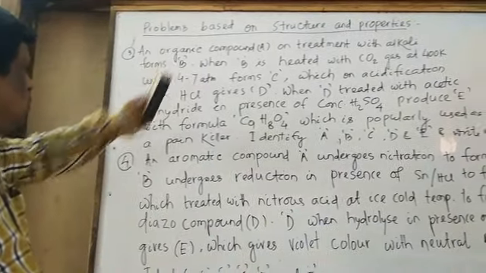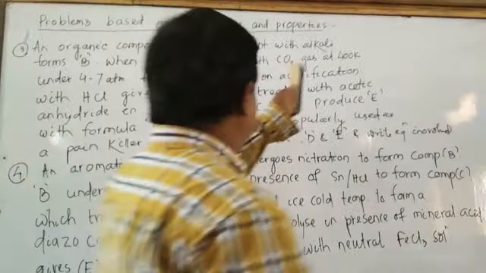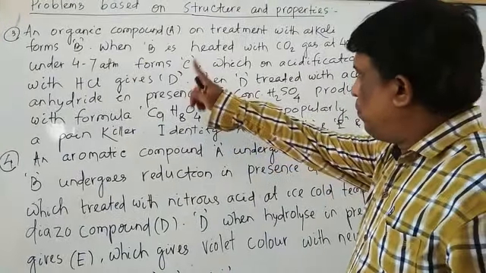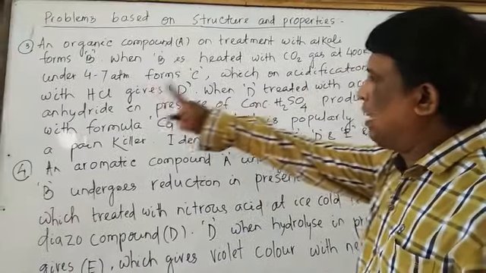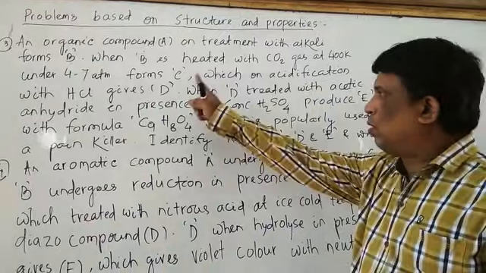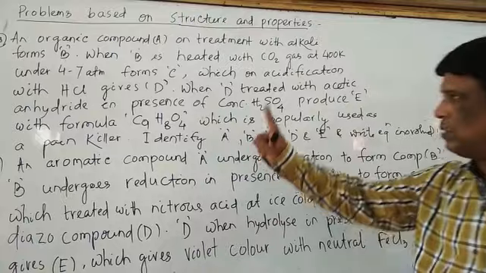Mark down what is the question. An organic compound A on treatment with alkali forms B. When the compound B is heated with carbon dioxide gas at 400 Kelvin under 4 to 7 atmospheric pressure, it forms C, which on acidification with HCl gives D.